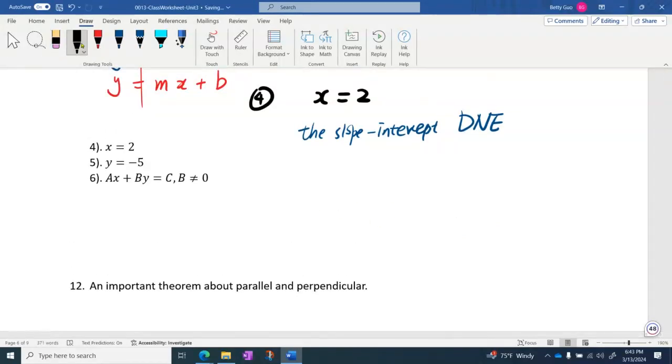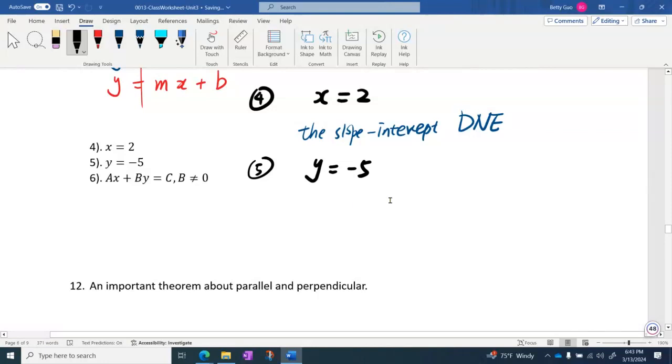Number 5, the equation is y equals -5. Question: what type of straight line does that represent? Y equals -5. Number 4 is vertical. Does that mean this is horizontal? And is this already a slope-intercept form?